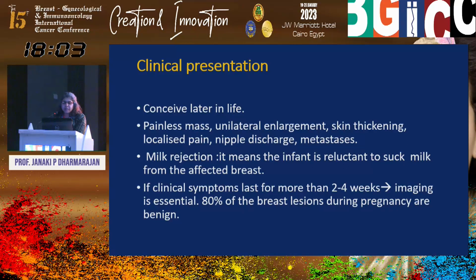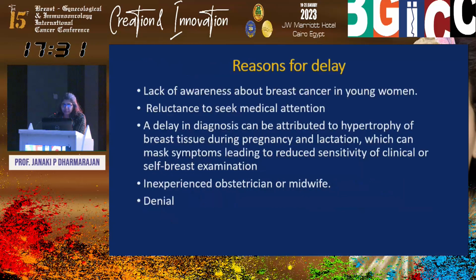Clinical presentation is becoming more common because ladies are conceiving later in life now, and it usually presents as a painless mass with unilateral breast enlargement. Skin may be thickened, there can be localized pain. The patient may present with pathological nipple discharge or metastasis. Following delivery, milk rejection is a very common feature if we obtain the history. It means the infant is reluctant to suck milk from the affected breast. If any clinical symptoms last for more than 2 to 4 weeks, imaging is essential, but we have to remember that almost 80% of breast lesions during pregnancy are benign.